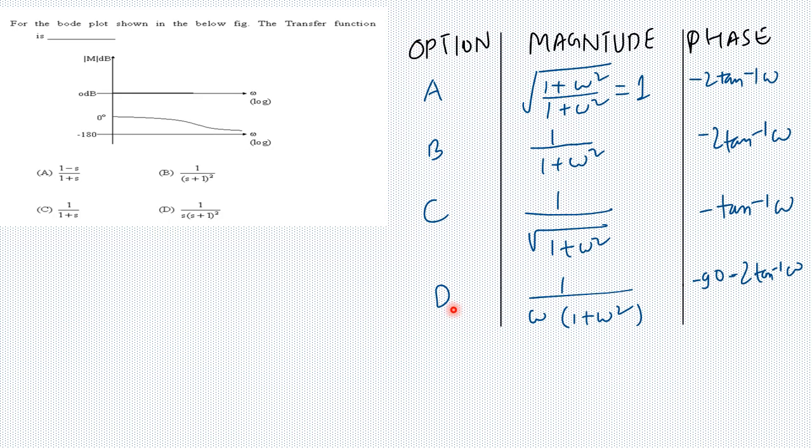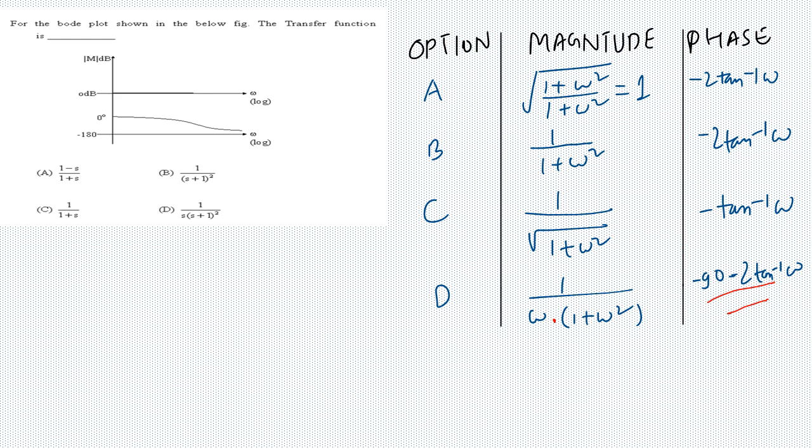Here I've made a table for each of the transfer functions given to us, and I have tried to make the magnitude and phase plot for each of them. So let's start with option D. Option D is 1 over s into (s plus 1) whole squared, the magnitude is 1 by omega into (1 plus omega squared), and the phase is minus 90 minus twice tan inverse of omega.